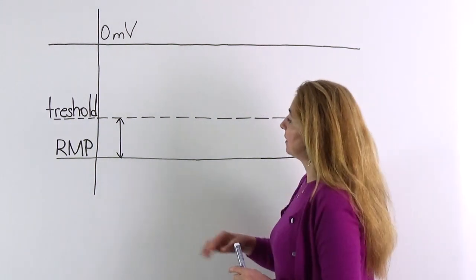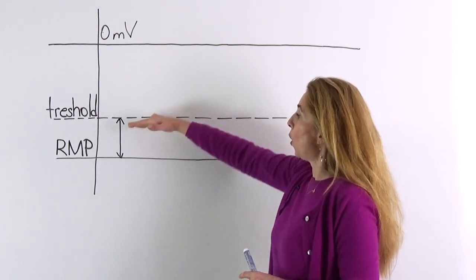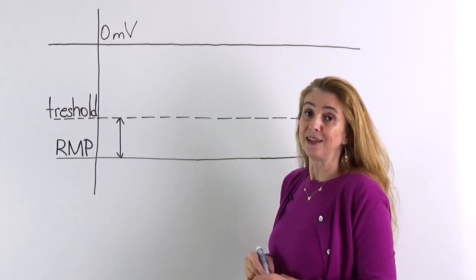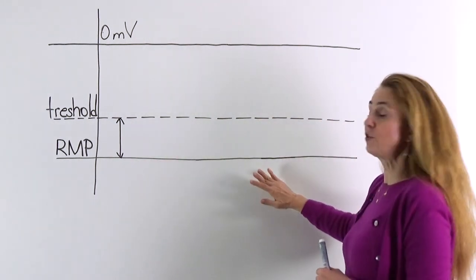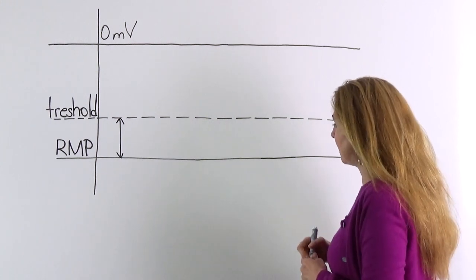So this means that if we change the resting membrane potential level in a cell or the threshold level, we can change the excitability in this cell. Let us start by talking about how we can change the resting membrane potential in an excitable cell.